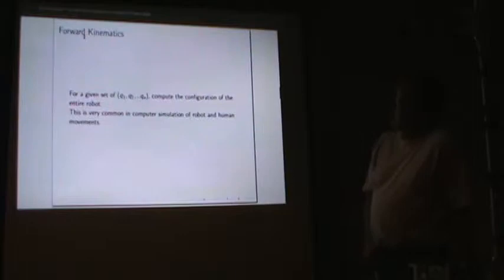So let's just define planar kinematics real quick. For a given set of Q1, Q2, up to Qn, compute the configuration of the entire robot. So given these angles, you should be able to tell me where the end effector is. We are mostly interested in end effector locations. The end effector is wherever you do the pick and place. We usually don't care about where the links are and things like that unless you have obstacles.